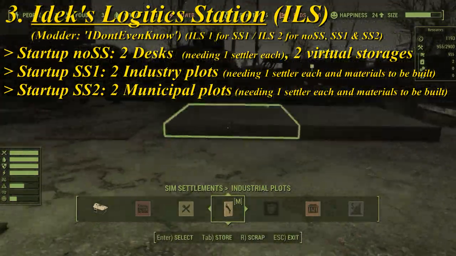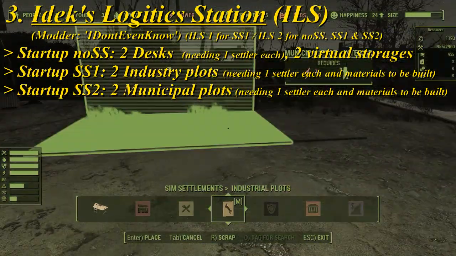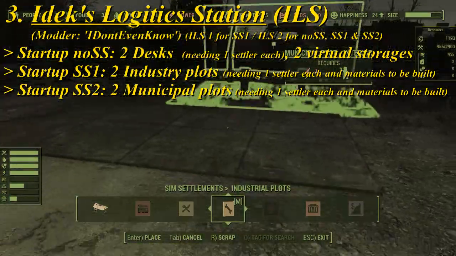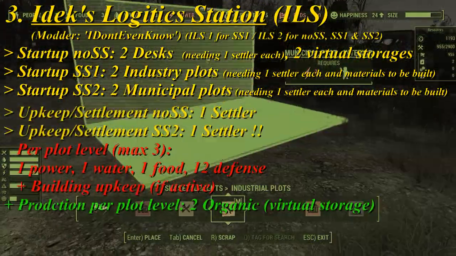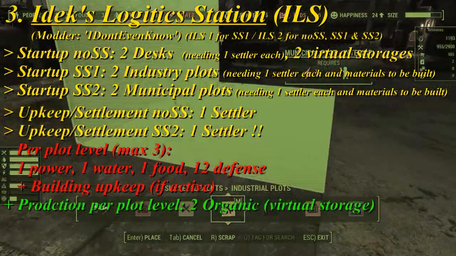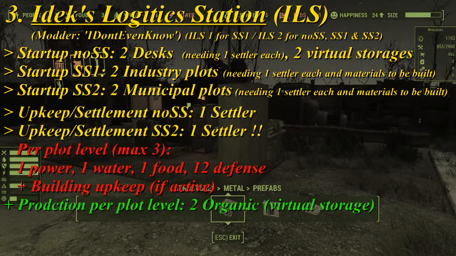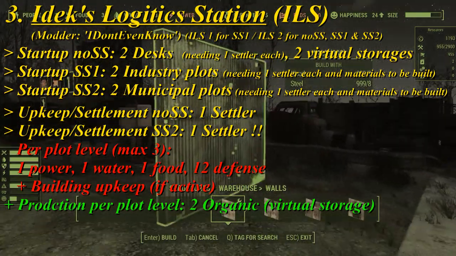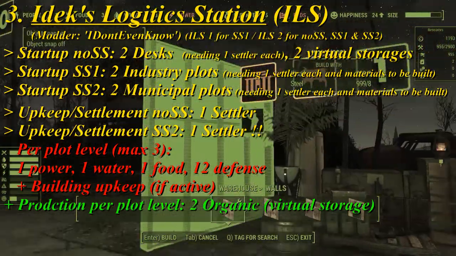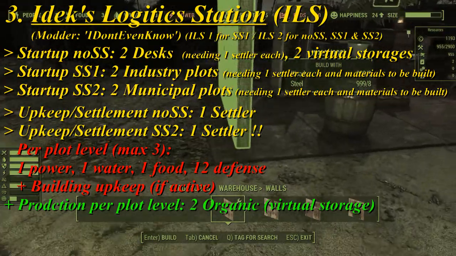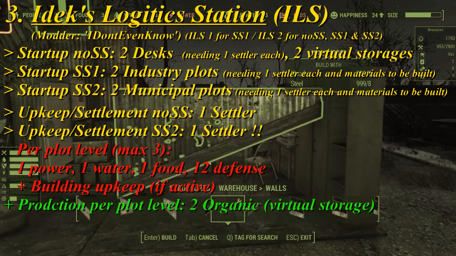So, the alternative way, by the way, to set up an ILS is just like any other municipal plot. Just build a municipal plot, go to the building plan menu, and select ILS. Much easier in my opinion. So, what is the upkeep cost? Well, the upkeep cost is actually identical to that of a caravan. You pay water and food, and you get 2 fertilizers out of it. However, the building plan only requires 1 settler, just like the provisioner system. So it is much cheaper on your settlers to use ILS to start off with. So that's the biggest reason why I would never use the caravan system.